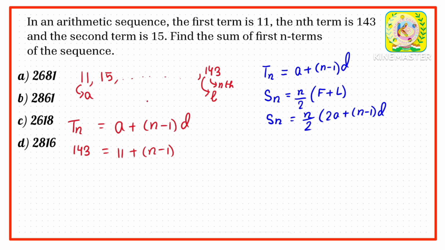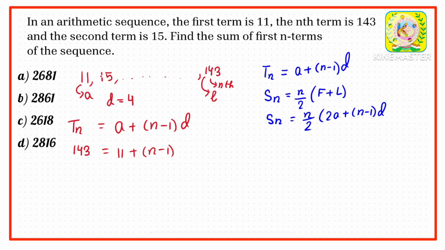So here d, how are you going to find out the common difference? Common difference is the difference between two consecutive terms. So 11 and 15 are two consecutive terms. So 15 minus 11, that is, bigger one minus smaller one, you will get 15 minus 11, that is 4. So here the common difference is 4.